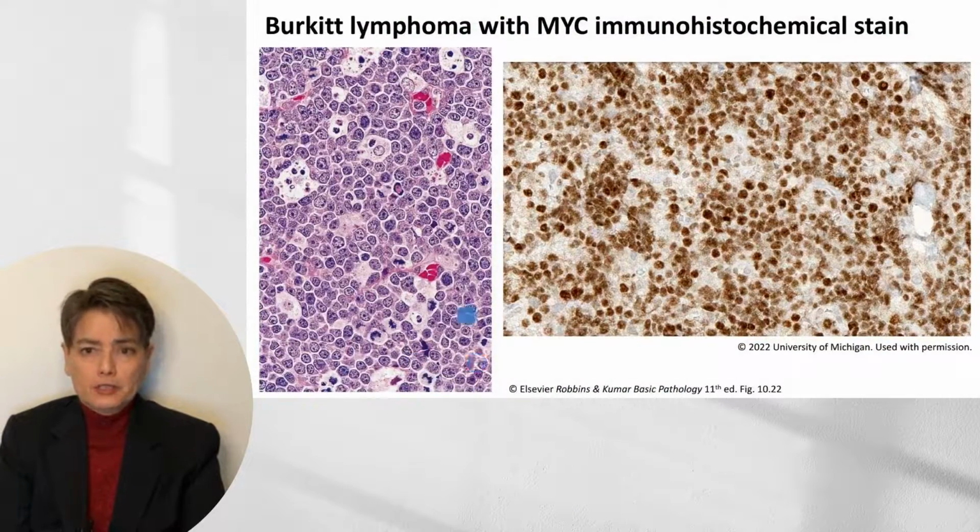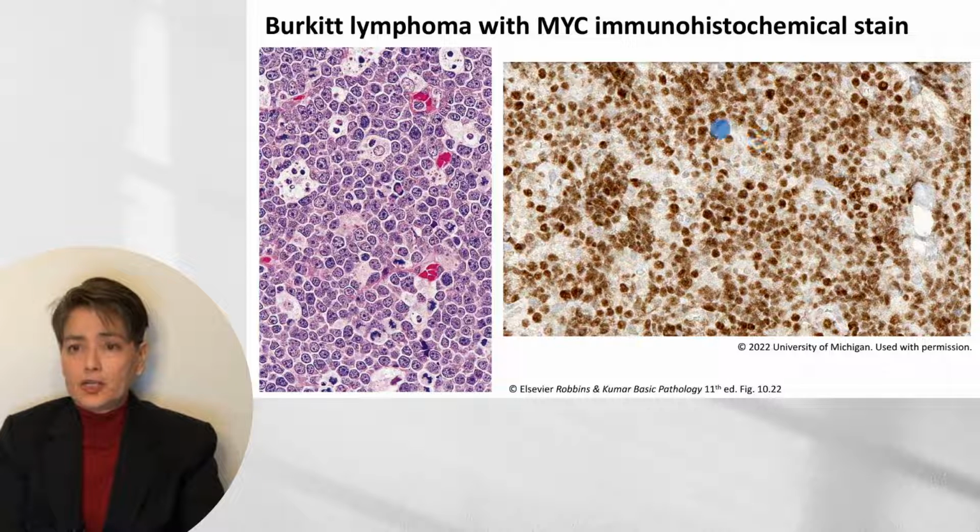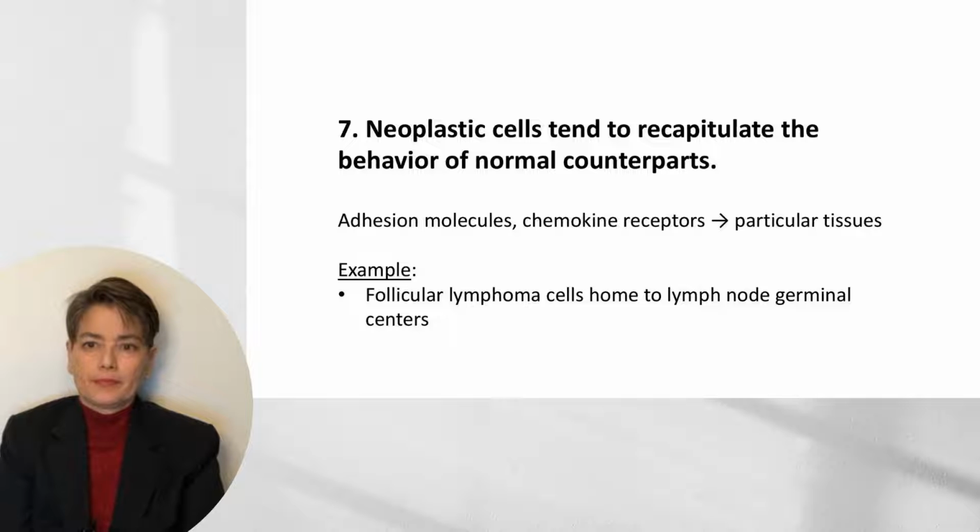Here's another image. This is from your textbook with a slightly different fixative, which allows us to not only appreciate our apoptotic bodies here within our macrophages, but also this brisk mitotic activity. Here's a mitotic figure. Here's another. So this is proliferating very rapidly. And this is just an immunohistochemical stain for MYC showing how abundant it is in this particular tumor.